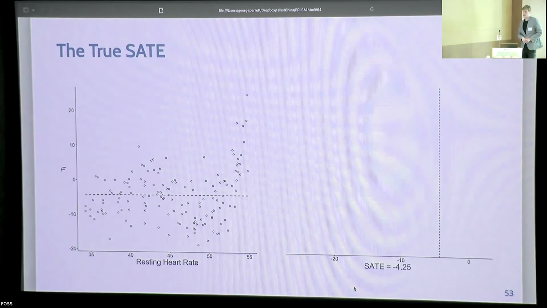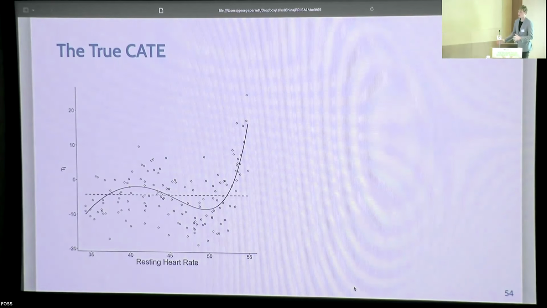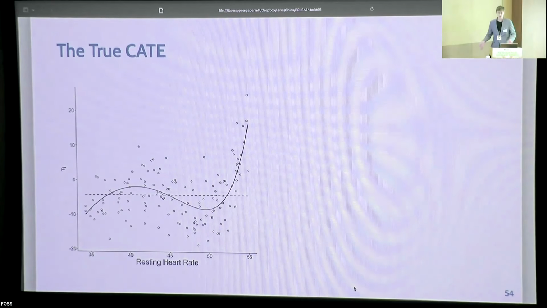It's because I haven't actually changed the Y's. I haven't changed the data generating process. I've only changed who's in the treatment and who's in the control group. So everything else is going to stay the same. The CATE's going to stay the same too, where runners with lower resting heart rate benefit from the shoes, and runners with higher resting heart rates are harmed by the shoes.